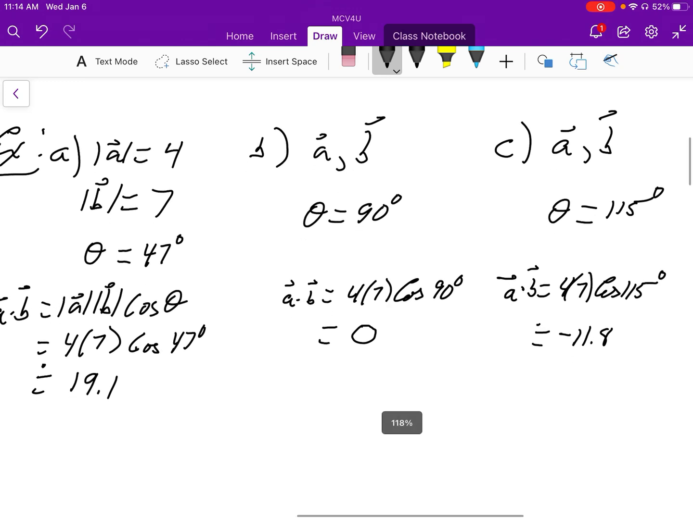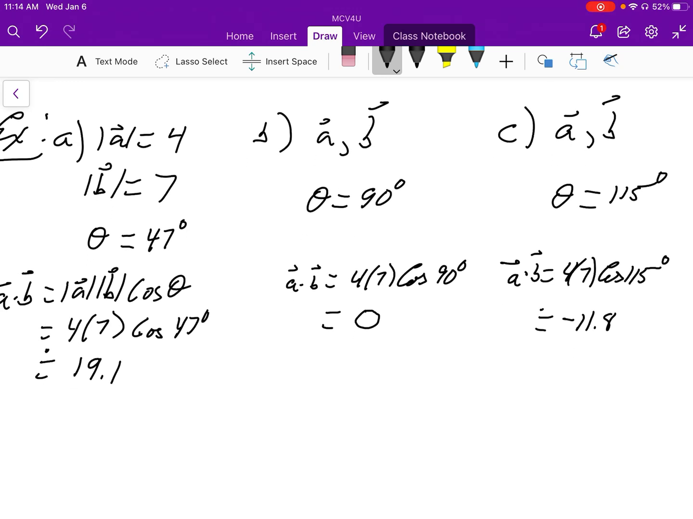So here are a couple of things to take a look at. I've given you one example of each case that you're going to get. If the angle is between 0 and 90 degrees.